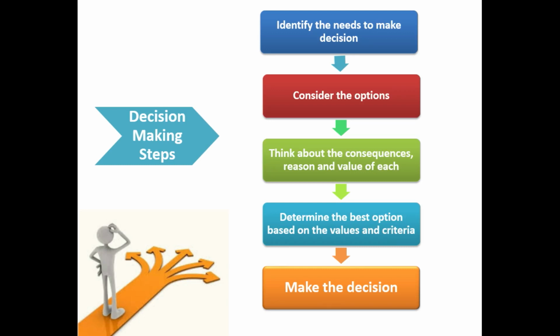Okay, we go to the decision making step. Every single issue has steps. For example, decision making also has steps. Step number one is to identify the need to make a decision. As a normal human, we have to identify the need to make a decision.